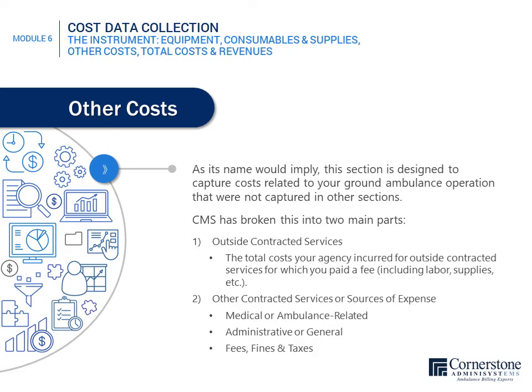Moving on now to other costs, and as its name would imply, this section is designed to capture costs related to your ground ambulance operation that were not captured in other sections. CMS has broken this into two main parts, which we'll refer to here as outside contracted services. That's going to include the total costs that your agency incurred for outside contracted services for which you paid a fee. That would include labor, supplies, etc.